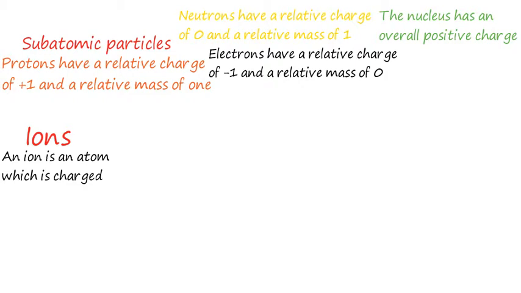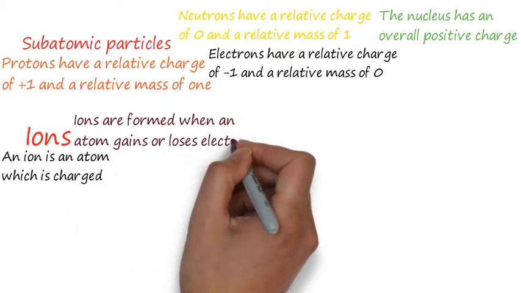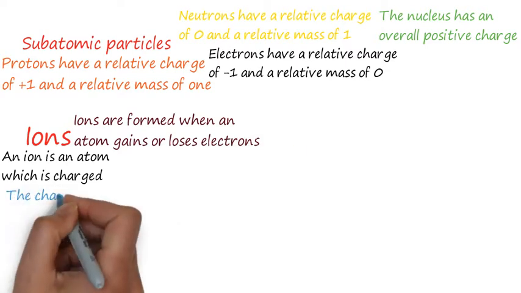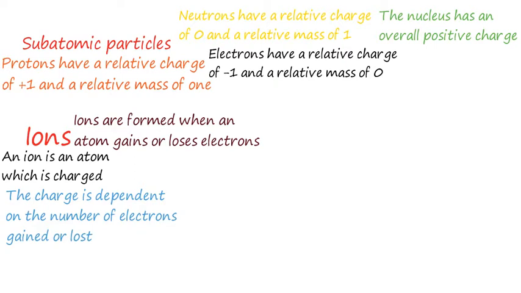An ion is an atom or a group of atoms which have become charged. Ions are formed when an atom gains or loses electrons, often during bonding. If an atom gains electrons, a negative ion is formed, and if an atom loses electrons, a positive ion is formed. If an atom loses one electron, such as an atom of sodium, it has one more proton than electron. The ion formed will have a charge of 1+.